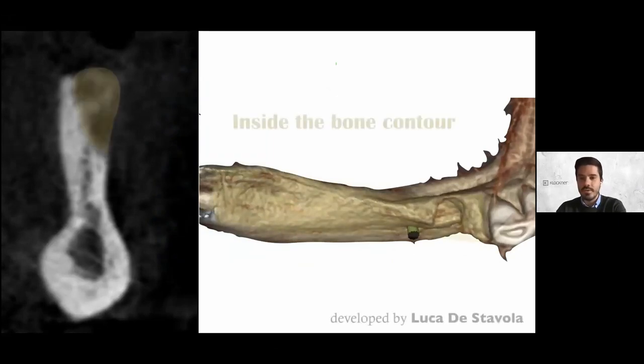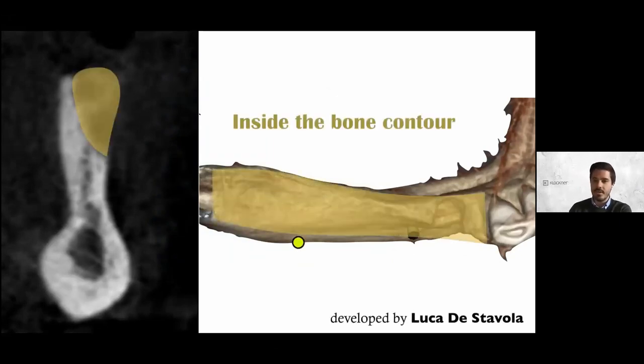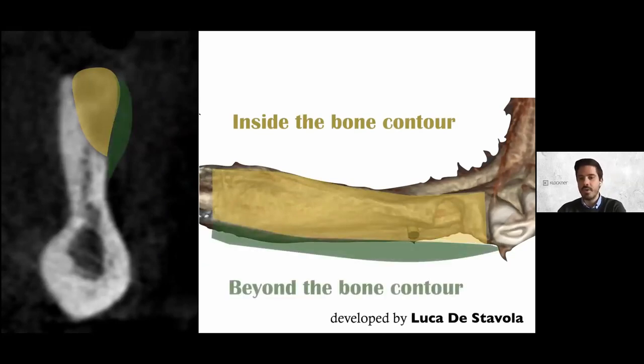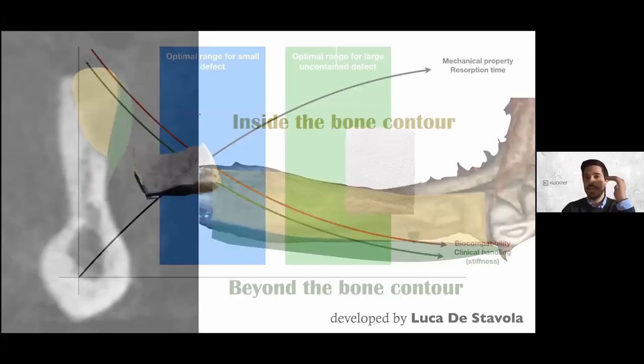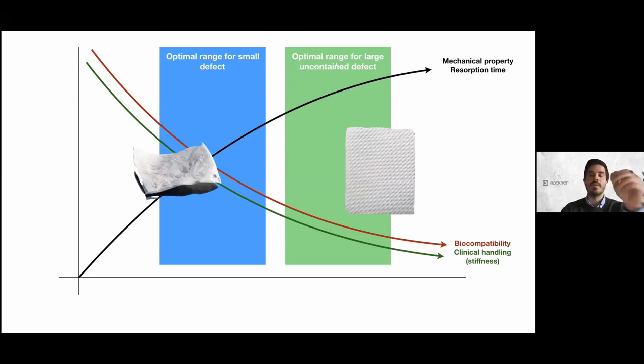If we want to regenerate inside the contour of the bone, or we want to compensate going beyond the bone contour. So if we think a little bit, selecting our materials for our surgeries, if we want a defect like showed before, an uncontained defect, we should go for the slow resorption membranes, like this. Why? Because this is a critical defect, and this is not critical.